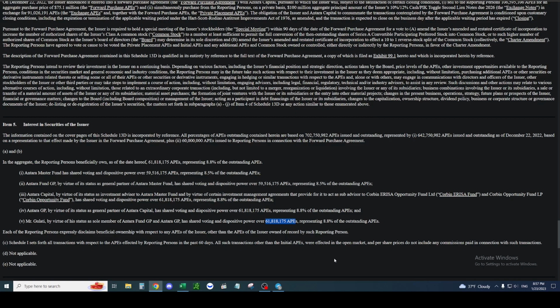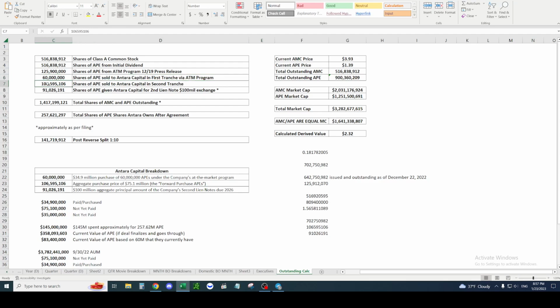They'll have more voting power if that deal goes through. So remember that they'll get approximately 106 million more shares in that second tranche. They'll have to pay $75.1 million. And if they do the debt equity swap, they'll get another approximately 91 million more shares. So they'll have 257 million shares of APE. That's a significant amount of APE.